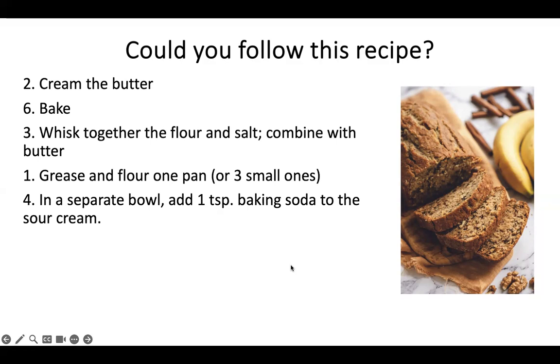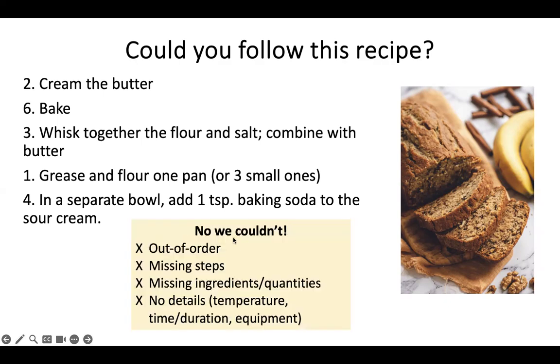Not really. Steps are out of order. There's a step missing. Step 5 is missing. We don't really know all the ingredients. We don't know the quantities. And there just aren't really details. And if you're familiar with baking, we know that baking requires a lot of good details. And that's going to impact the final result if we don't have the high level details for a recipe.